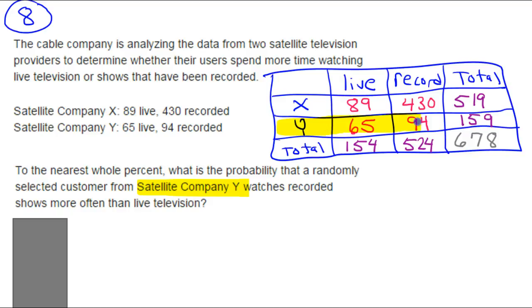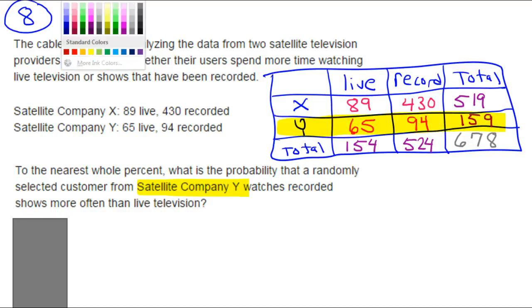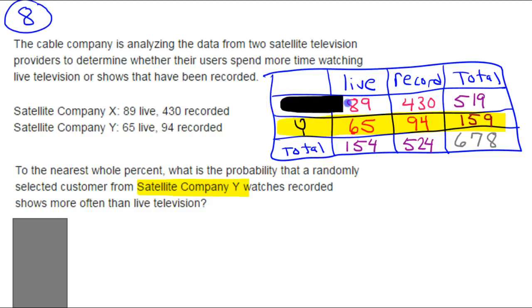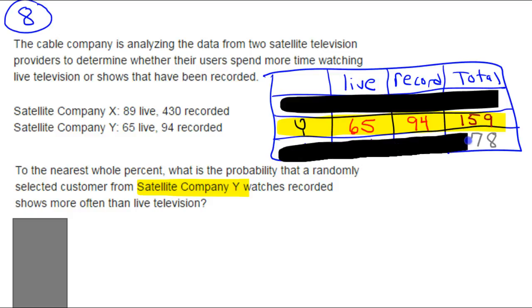So these are the only numbers that we need to worry about. So we really could just forget about the rest of this information. All right, a selected customer from satellite company Y. So we're given Y, so that's the universe that we need to focus on.